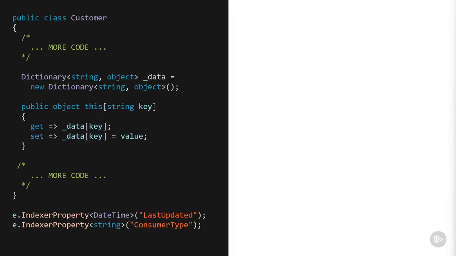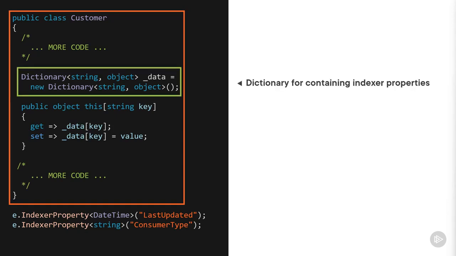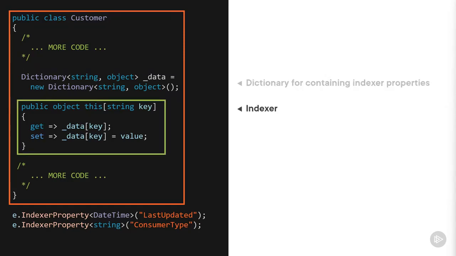Before we dive into the demo, let's consider an example. Take for example our customer entity. If we were to implement an indexer on that, we would add code lines similar to what we see here. The first thing that we would do is to create a dictionary of type string and object to contain our indexer properties. And following that, we have the implementation of the indexer, which we'll use to access these properties. Please note that we use a dictionary of string and object here, since as per the newest version of the .NET framework, this is the only type supported for indexer properties.